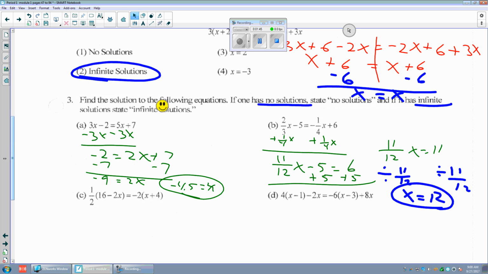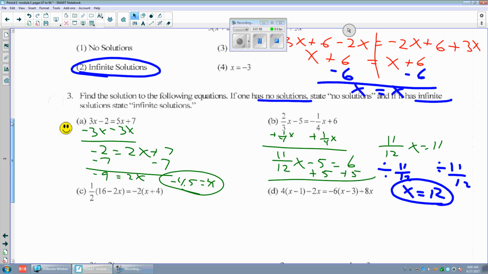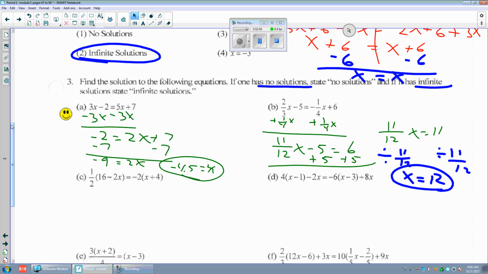Read the directions. If there's no solution, state no solutions. If it has infinite, state infinite. Okay, please, this is the only time you're going to come up with a strange answer: if it says infinite or no solutions, or if it asks you to explain why or how you got your answer. You might have a strange answer.